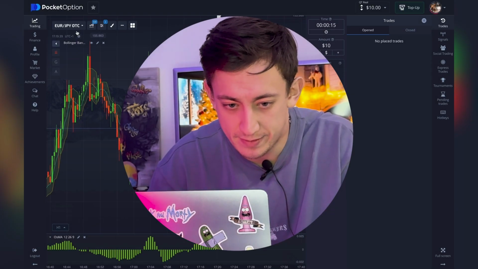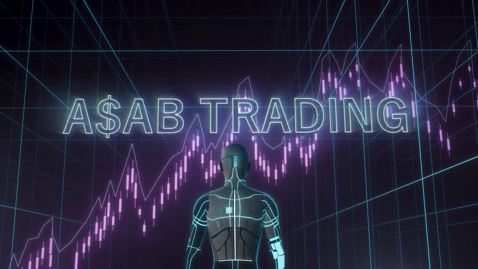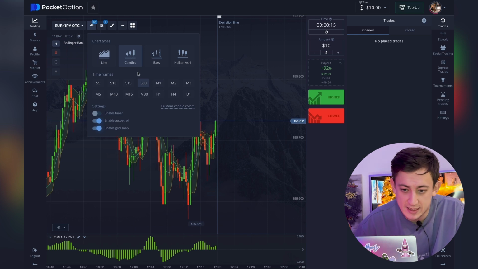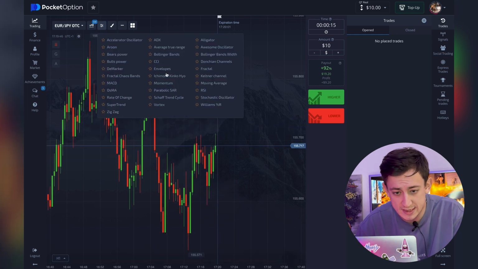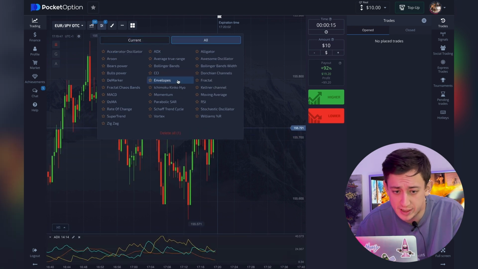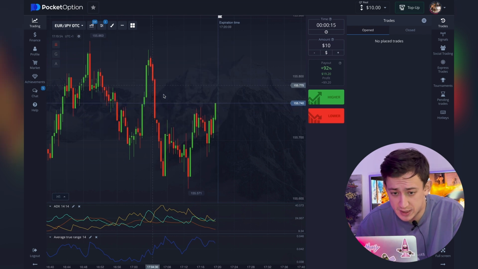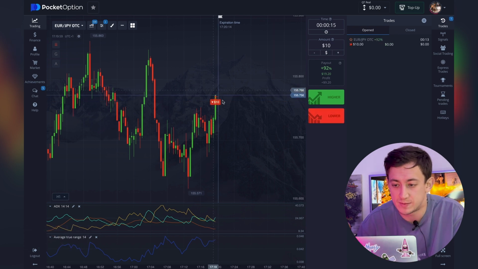Let's get started. To begin with, let's set the parameters as I have them: time frame 30 seconds. Today we will be using the Average True Range indicator and the ADX indicator. And so here we have the Euro-Japanese yen currency pair. ADX indicates a downward movement, so I enter a short position and wait for a profit.